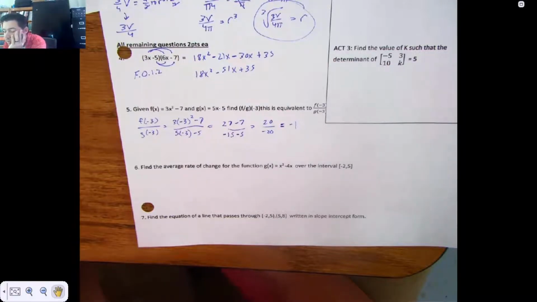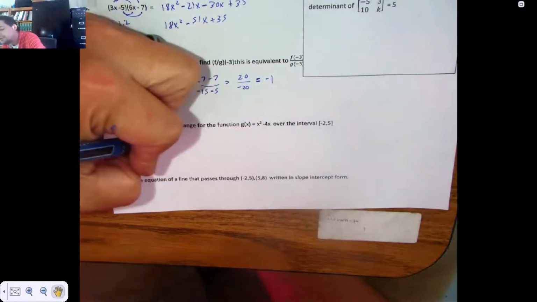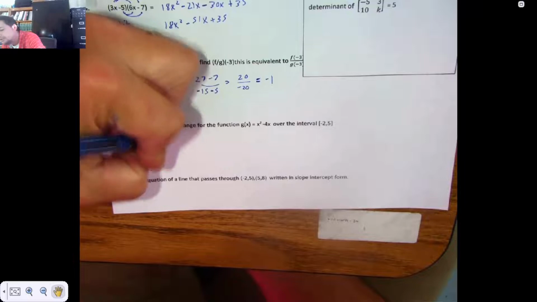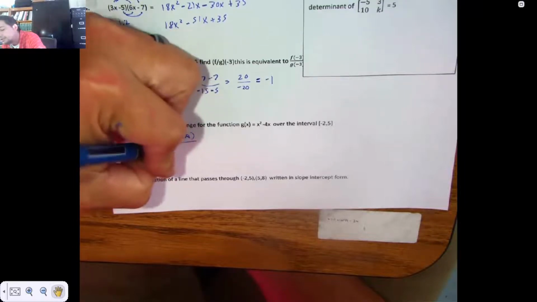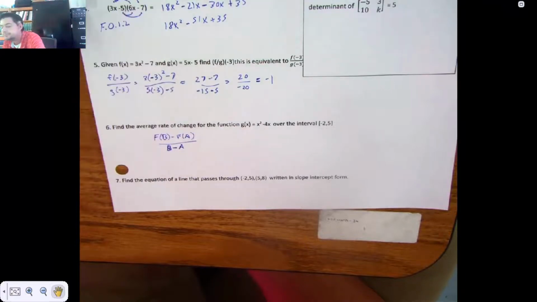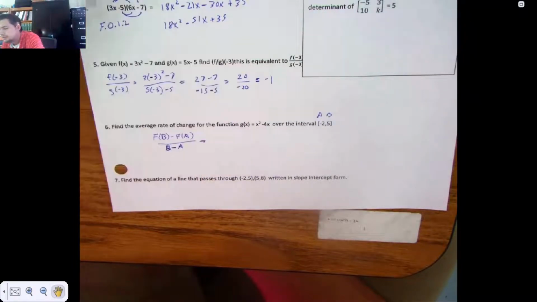And I'm going to check my work. And I'm okay with it. 6 is average rate of change on the interval. So we use our little average rate of change formula, f of b take away f of a over b minus a, same direction. Here's a, here's b. This is the one I screwed up when I was doing the twin for the test. Anyways, find f of b.